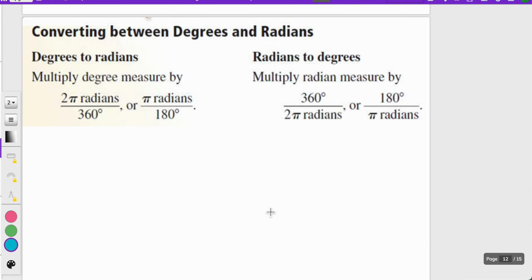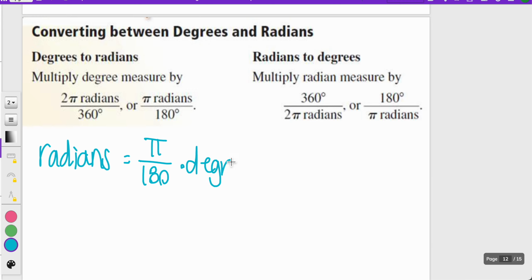All right, next big thing, converting between degrees and radians. So in order to get degrees to radians, we're going to multiply the degree measure by 2 pi radians divided by 360, or pi radians divided by 180. And in order to get radians to degrees, we're going to multiply radian measure by 360 divided by 2 pi radians, or 180 divided by pi radians. So really what we want to be able to do here is, for radians, we just take pi divided by 180 and multiply it by the degree.